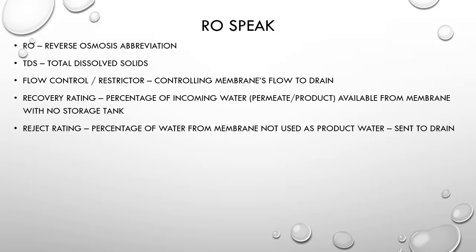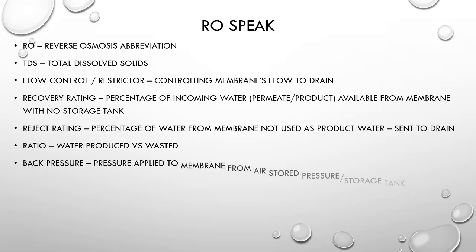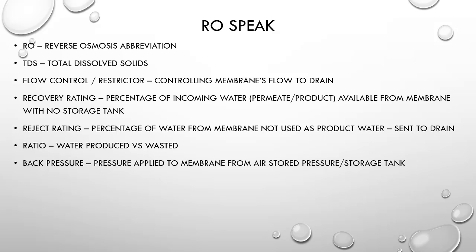Recovery rating is the percentage of incoming feed water that ends up as permeate water. The recovery rating does not take into consideration the use of a storage tank or any other components that are part of the RO system, just the membrane. Reject rating is the percentage of incoming feed water not used as permeate water and would be sent to the drain as concentrate. The ratio is the difference or delta percentage between the volume or recoveries of the permeate and the concentrate flows that are coming directly out of the membrane itself. Back pressure is what occurs to the under the sink or residential RO systems which use an air captive bladder style storage tank.